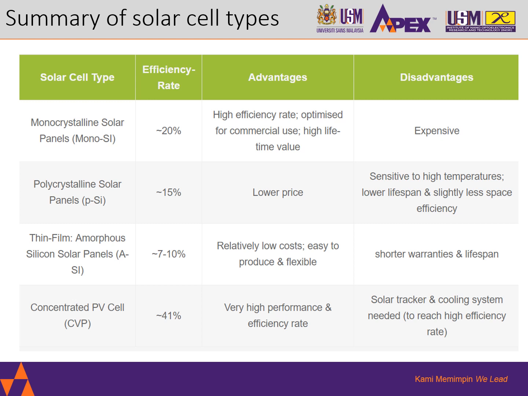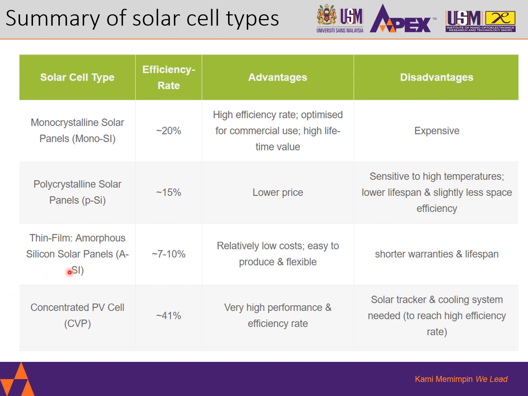So as a summary, you can say that the monocrystalline solar cell panel, mono single, has an efficiency rate of around 20%. The advantages, of course, are optimized for commercial use, and high lifetime value. The disadvantage is that it is expensive. The polycrystalline solar cell panel is around 15%. However, it is very cheap compared to the single. The advantages are its durability, and the disadvantage is that it is space consuming.